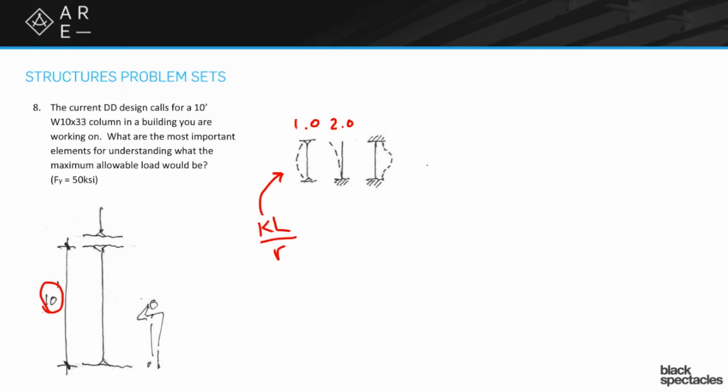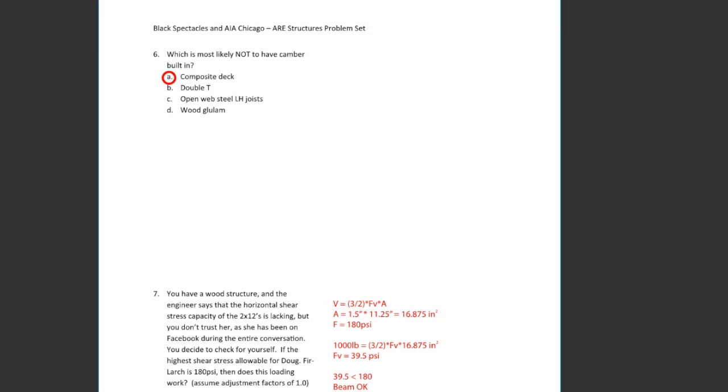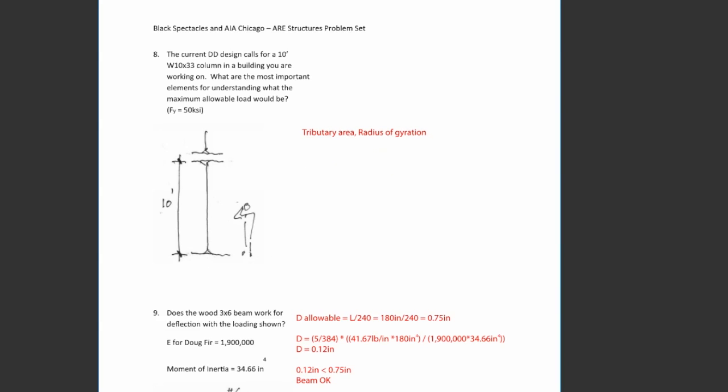Let's take a quick look and see how our viewers from home did. So they're saying tributary area and radius of gyration. Tributary area is not a bad thing. What that's saying is that the area that is going to contribute load to that column would be a significant thing I'd want to really think about.